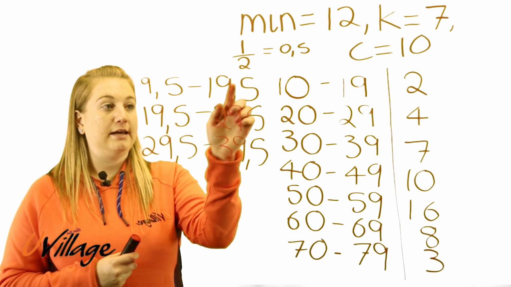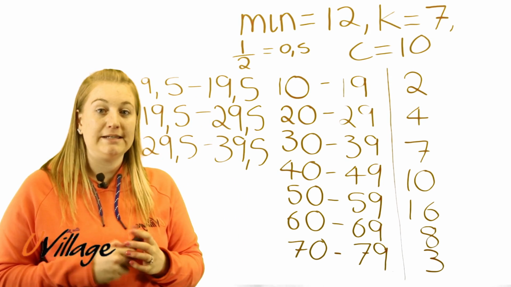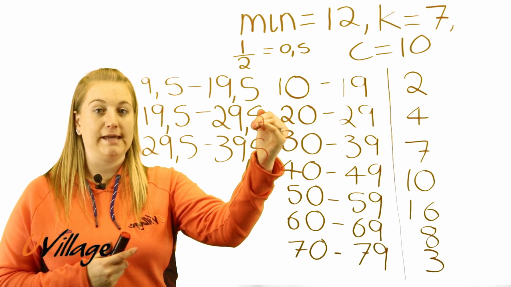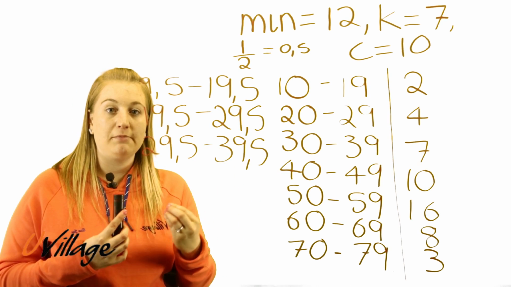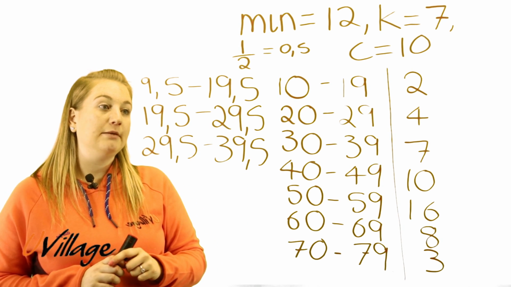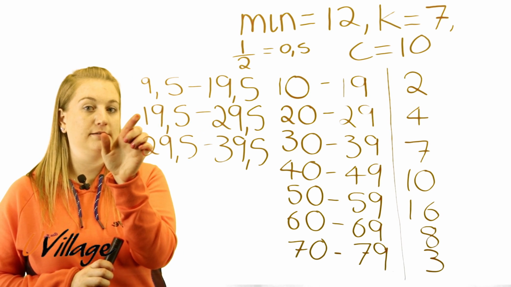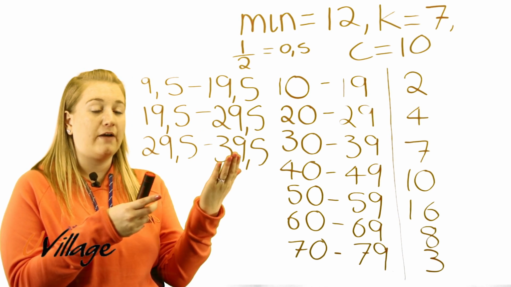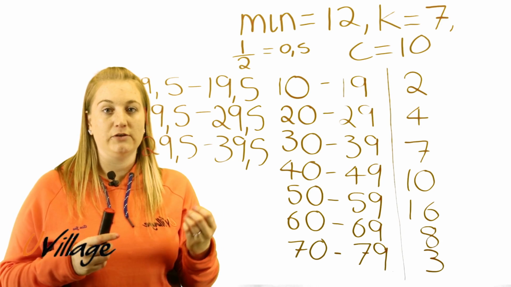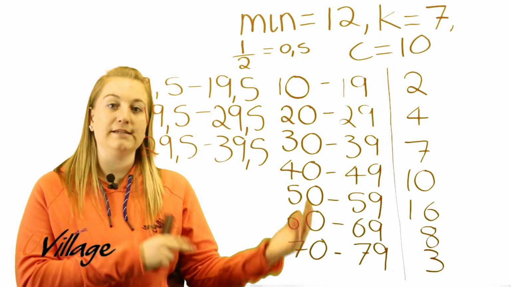Because there are two values here, then where would a value of 19.5 fall? Would it fall into the first class or the second class? So a rule of thumb is that it always falls into the next class. So a value of 19.5 would fall into this class. A value of 29.5 would obviously fall into this class. That is the difference between class boundaries and class limits.